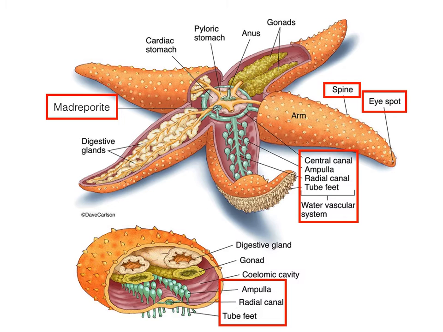At the end of each arm, they have an eye spot, which is connected to a nervous system. They do have a ring nerve in the central disc, okay, and there are nerves that run down each arm. But the part you want to focus on here is the water vascular system. In this image, it's shown as that sort of aqua blue stuff. Okay, there is a ring in the central disc that connects it all together.